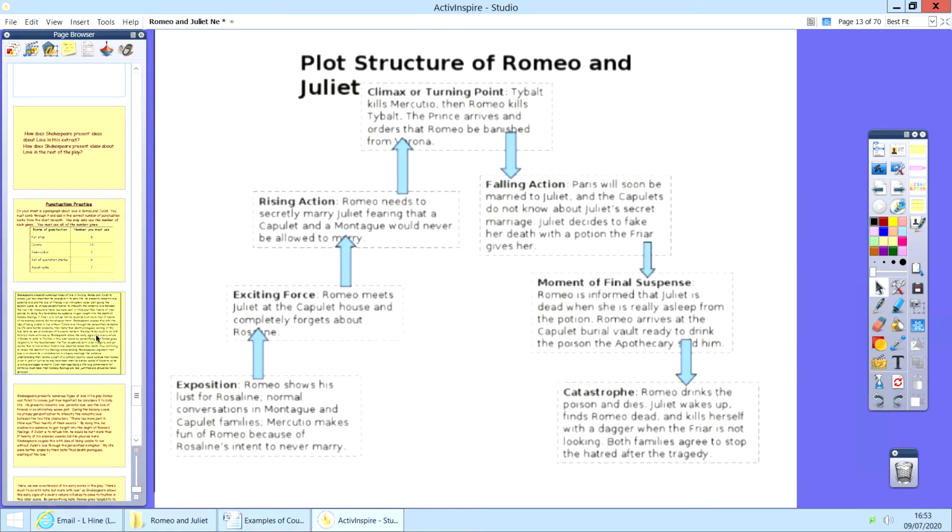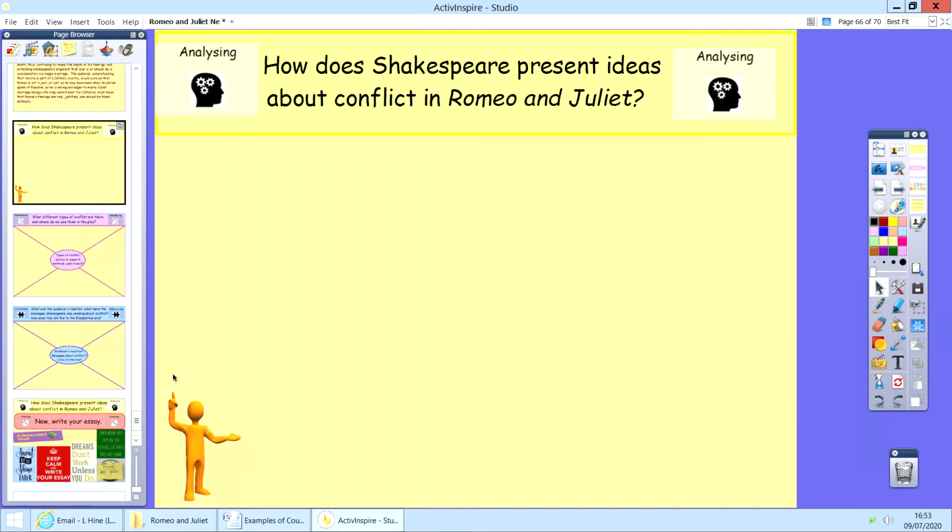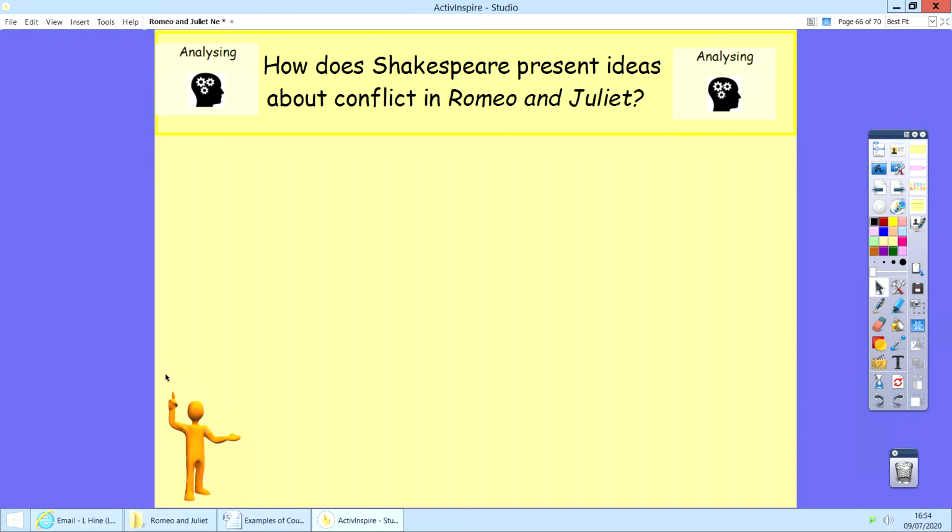The internal stuff, you might look at Juliet. The external stuff, you might look at the feud. Ideas and beliefs, you might look at all the hubris stuff that we've done. Social norms, going behind your parents' back to get married, perhaps. Stuff like that, you know. So there are plenty of different types of conflict, and it's up to you to prioritize which ones you want to write about. So we'll have a look at Helpful Harvey and see what he says.